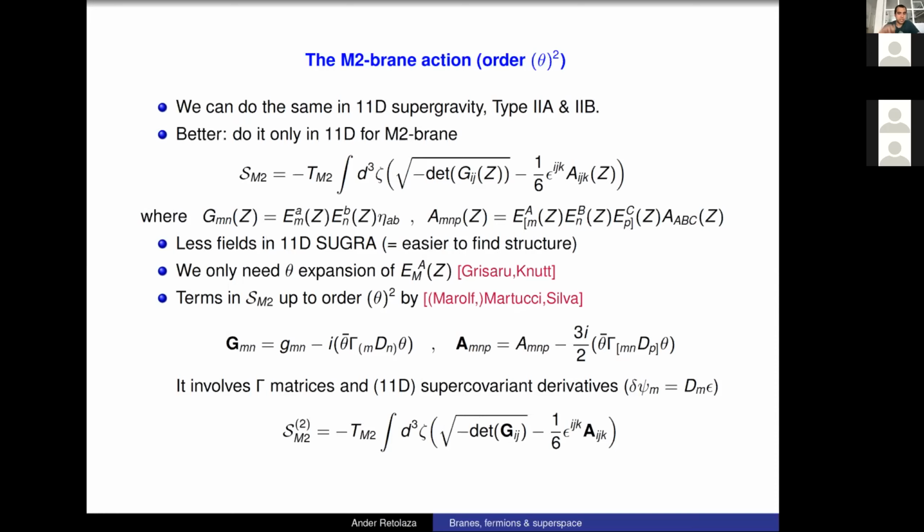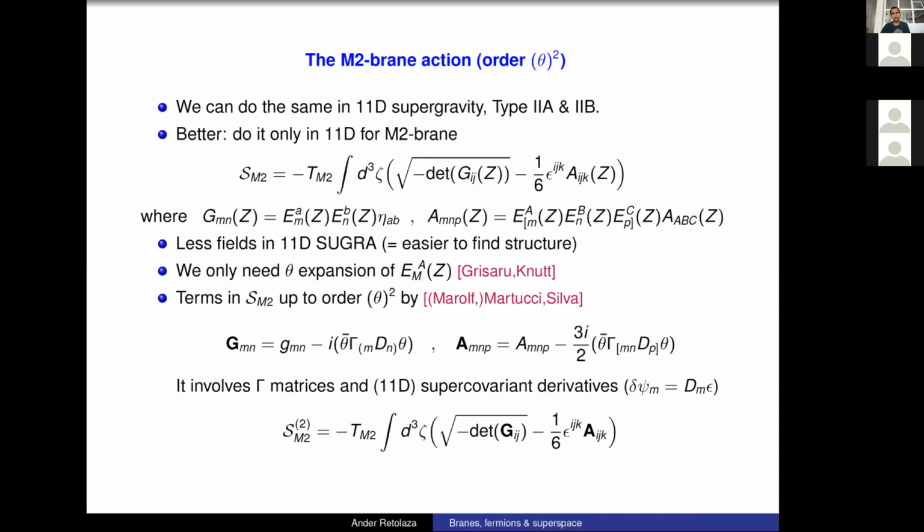Actually, if you compute this, you obtain the same result that was obtained, for example, in some papers by Marolf, Martucci, and Silva. But in that case, the approach that they took was not based on superspace, it was more like a brute force approach. Therefore, these papers serve us as some confirmation of the approach that I was proposing.